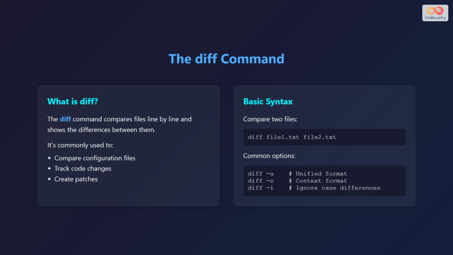The basic syntax for using the diff command to compare two files is diff file1.txt file2.txt. Some common options include the -u option, which generates output in a unified format, the -c option, which provides a context format, and the -i option, which ignores case differences.